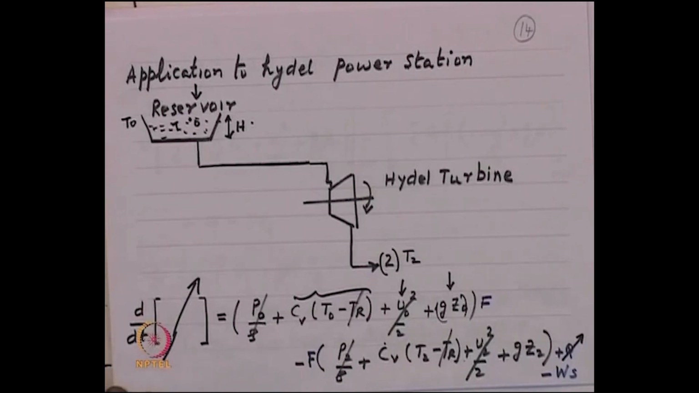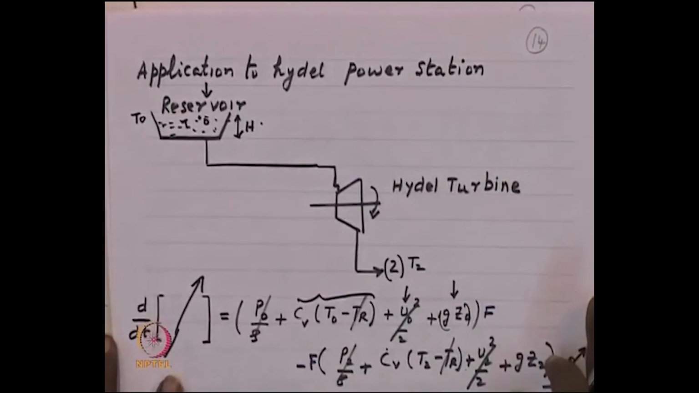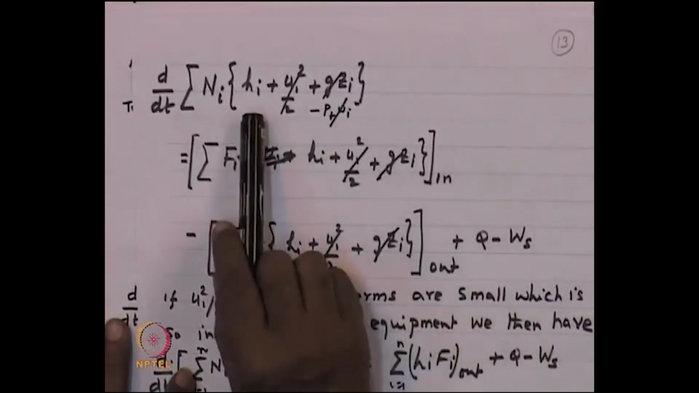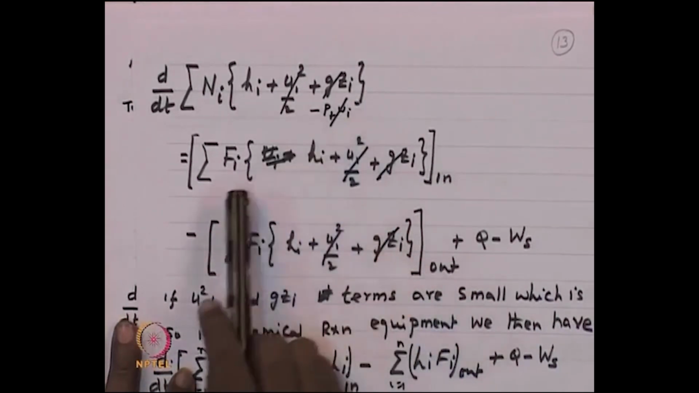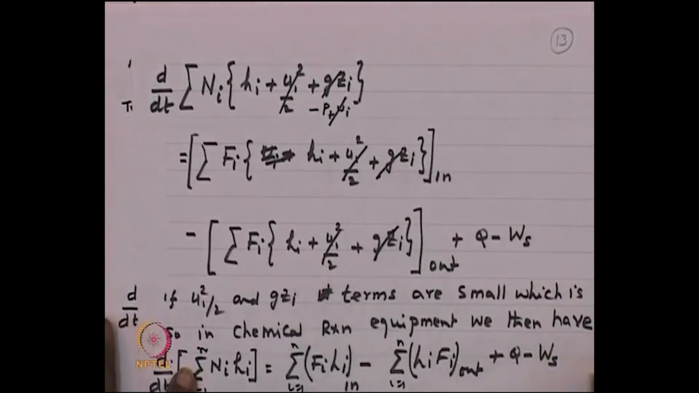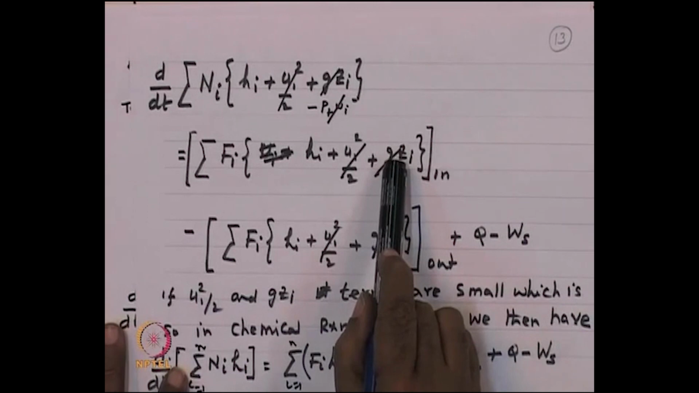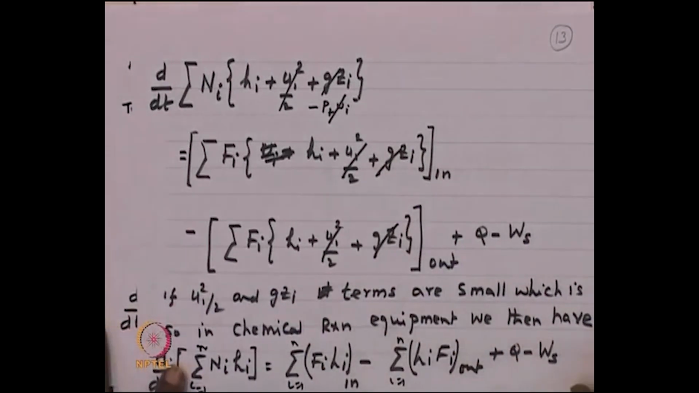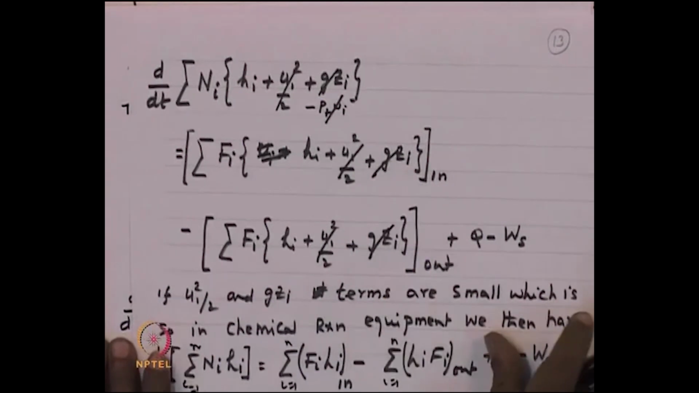On the right hand side, what is this term? We said if you look at here, the right hand side terms are H_i, u_i squared by 2, g z_i and P_t omega_i we have neglected. Here H_i, u_i squared by 2, g z_i, but in a hydel power station this term is important. Therefore, this term we should take into account. That is why I said whenever we delete a term, we should be very careful.